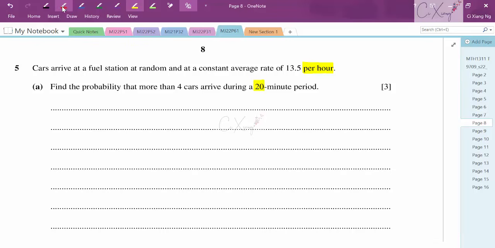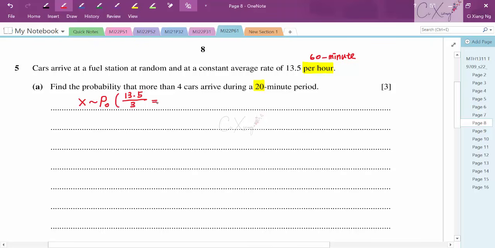So for 1 hour, we have 60 minutes, right? And now we are interested in finding the probability for a 20-minute period. So before we calculate the probability, we need to find out what is the lambda, or what is the mean, for a 20-minute period first. Okay, so 13.5 is for 60. Therefore, to get the lambda for a 20-minute period, you should take 13.5 divided by 3.